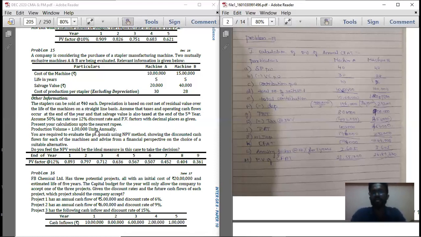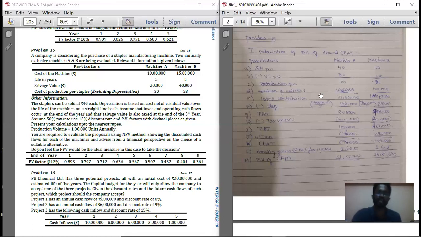Below that contribution per unit, record small d, total number of units sold. Here they have given production volume is 1 lakh units annually. So under both the columns record 1 lakh. Machine A also 1 lakh, machine B also 1 lakh.